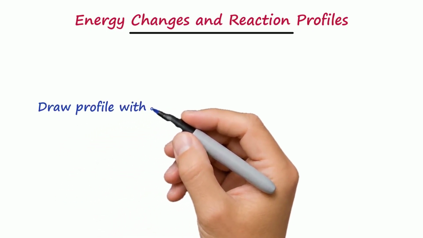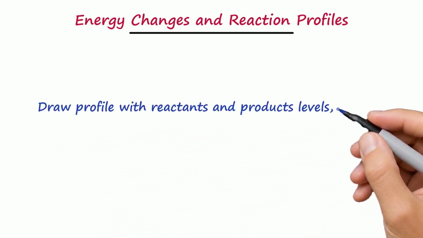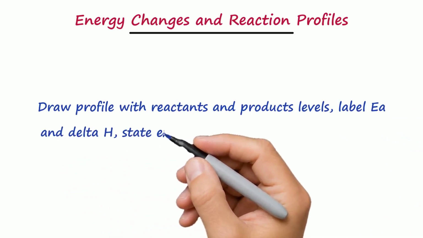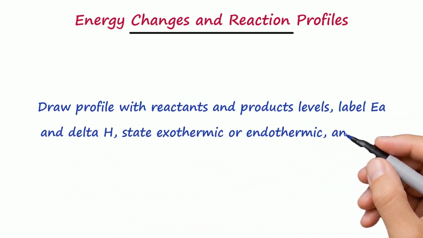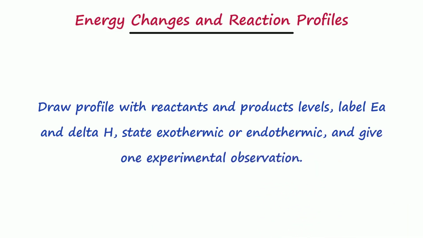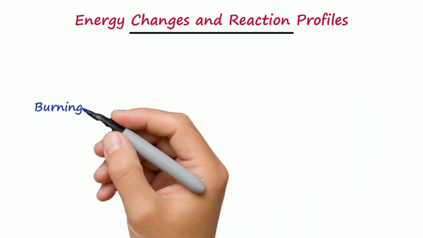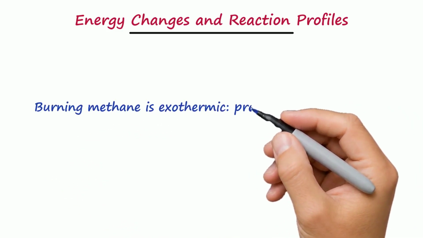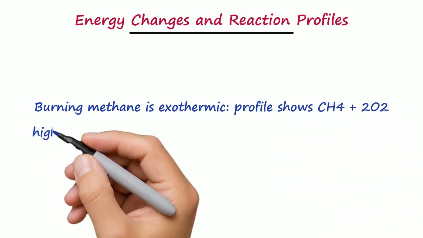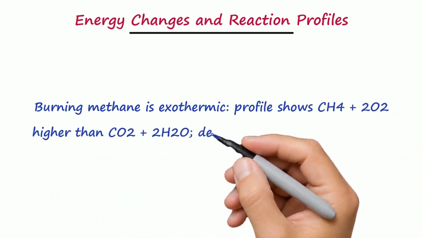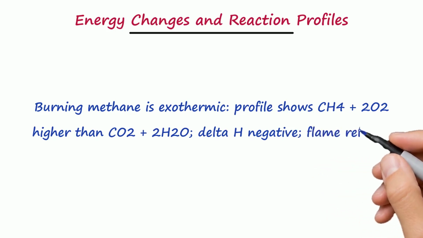Draw profile with reactants and products levels. Label EA and delta H, state exothermic or endothermic, and give one experimental observation. Burning methane is exothermic. Profile shows CH4 plus 2O2 higher than CO2 plus 2H2O, delta H negative, flame releases heat.